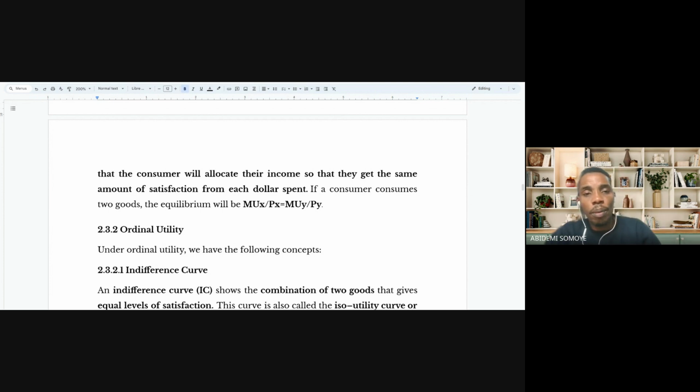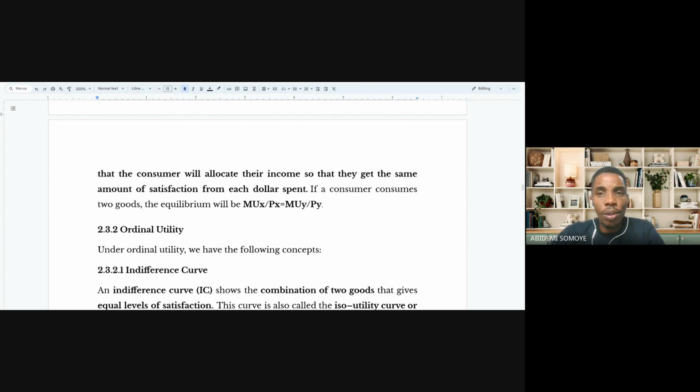And what is the equilibrium condition for cardinal utility? You have marginal utility of X over price of X in a single commodity case. And you have in a more than one commodity case, 2 commodities, 3 commodities, you have marginal utility of X over P of X equals marginal utility of Y over P of Y equals marginal utility of Z over P of Z, depending on the number of commodities, all right? But you're going to have the same satisfaction across those goods that you're consuming.